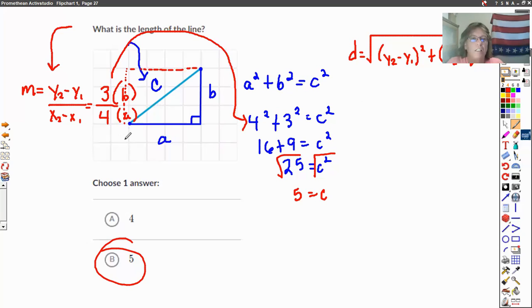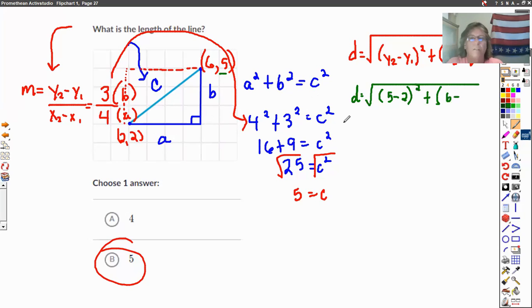And so let's give these some points. Let's say this is 1, 2, so this is 2, 2. And the other point is 1, 2, 3, 4, 5, 6, 6, and 1, 2, 3, 4, 5, 6, 5. Okay, so those are our 2 points. And so now we're just going to take this formula over here, and distance is equal to the square root of, and we're going to do y sub 2. So let's take this one right here, which is 5 minus 2 squared plus, and then we take the x's, and the x's are 6 minus 2 squared.